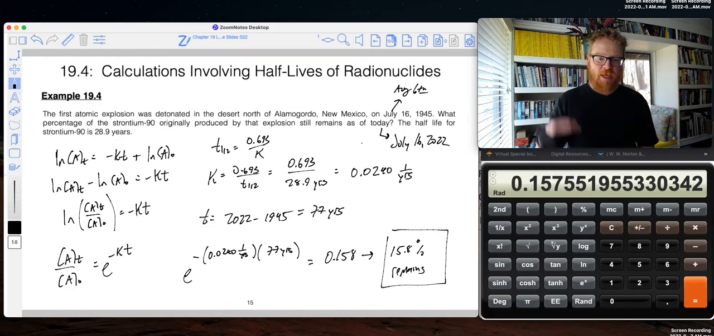Okay? So like I said, depressing calculation, but it's important we know how to do this so we can make informed decisions for the future.